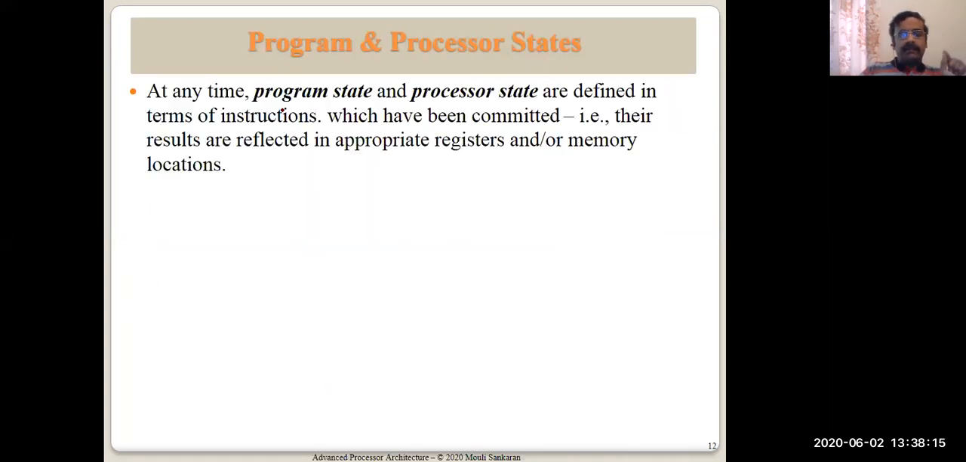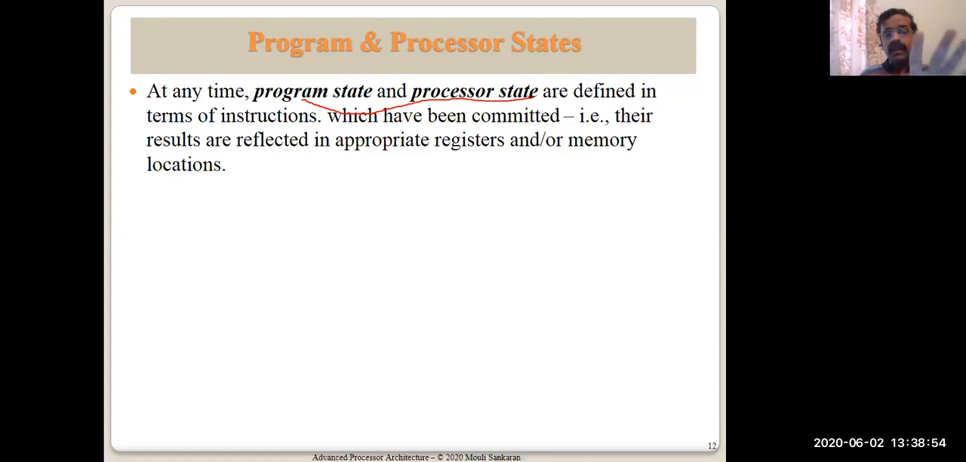So at any time, program state or processor state, remember one thing. If you recall in the OS course, I told you when the processors do a context switch, I never mentioned ROB, reservation station, instruction buffer, store buffer, write buffer, all that I didn't talk about. I said the status is in the register set. So the register set is the master copy that only shows the state of the processor or the state of the process running in the processor.